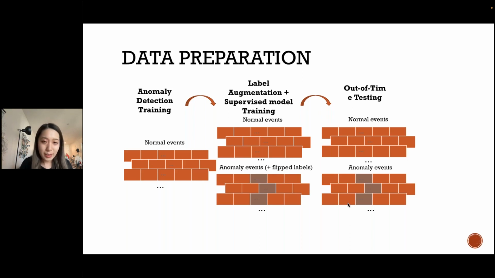The third one is out of time testing. I pick another different months for out of time testing. And the testing data also contains both normal events and anomalous events.